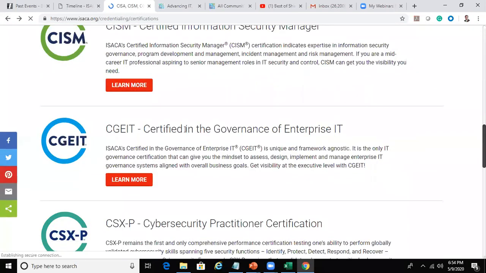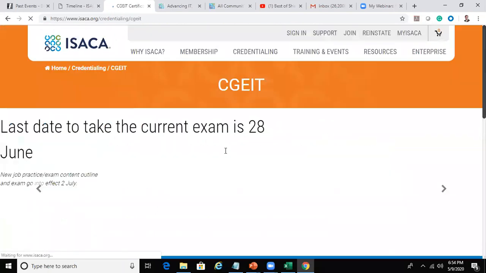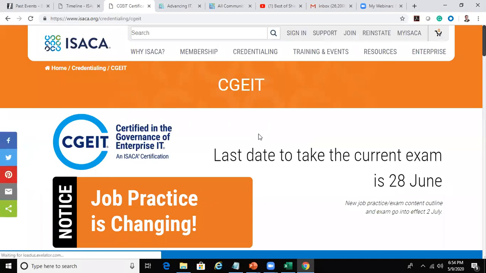CGEIT also is a great certification. Somehow it did not catch on so much. I think it's getting revised now. When I say getting revised, I'm not saying it was bad, but it was not revised for a while. It is going through revision. But even the old one, I'm CGEIT certified.